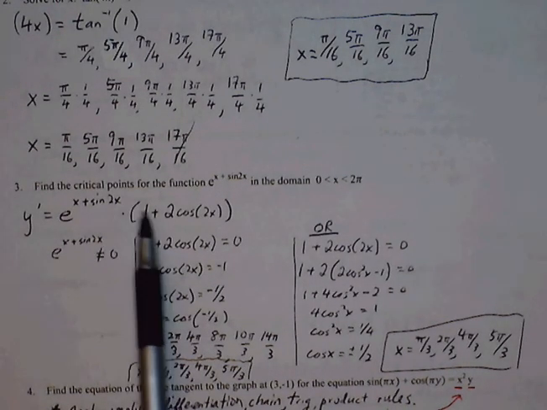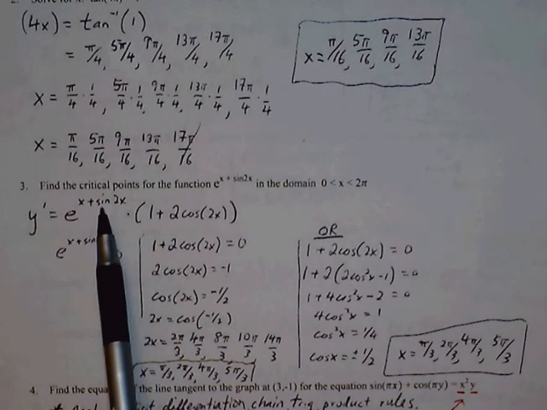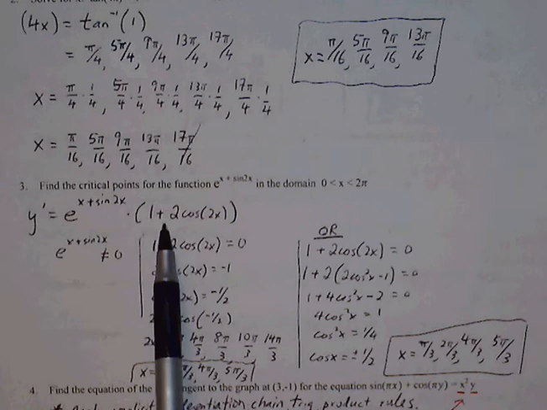Sine of 2x becomes cosine of 2x times 2, right? So sine of 2x, this is a chain rule. Sine of u becomes cosine of u times u prime.